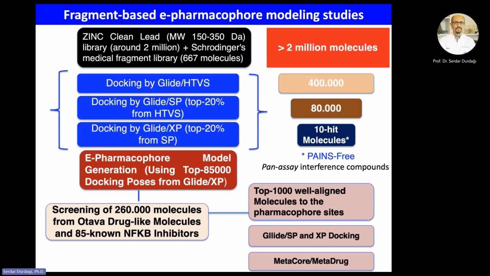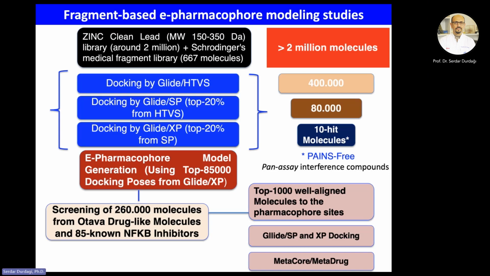Then we conducted docking with high-throughput virtual screening, took the top 20% of the HTVS compounds to Glide SP, and then the top 20% to Glide extra precision. SP is standard precision and XP is extra precision. We received 400,000 molecules after HTVS, 80,000 after SP, and finally we used 10 hit molecules.